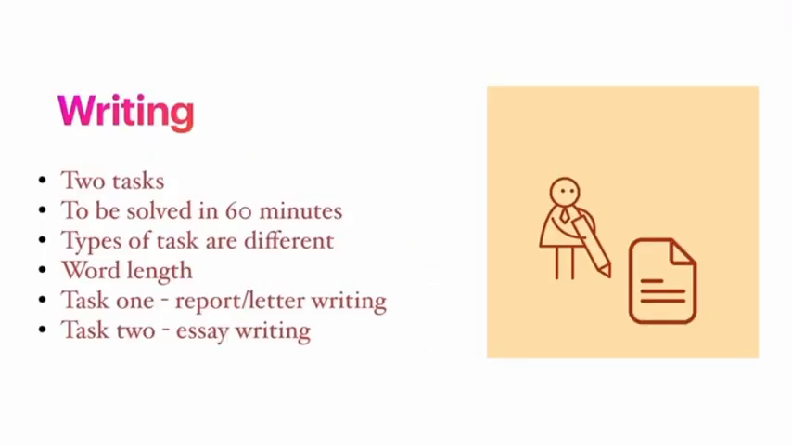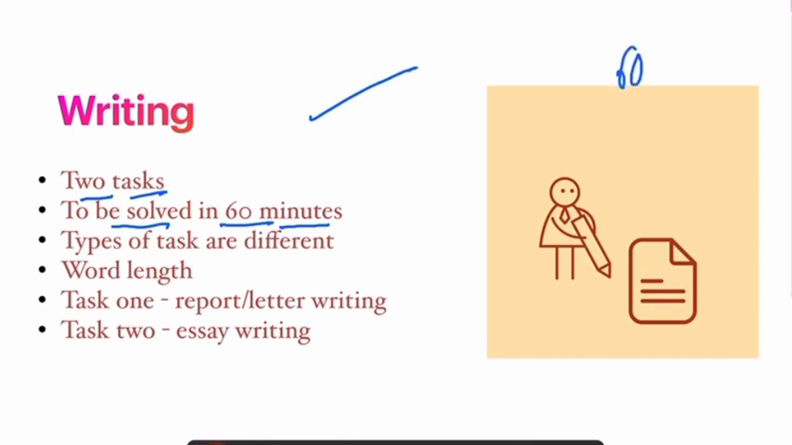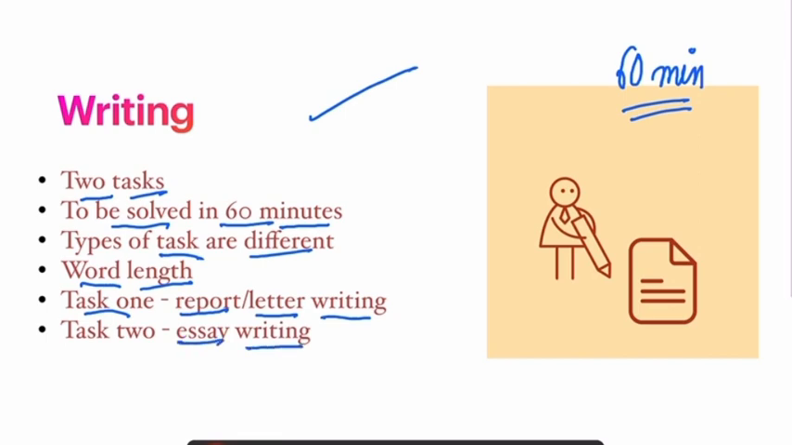So first of all, to get an overview, in the writing section of the IELTS examination, you have to complete two tasks, and these tasks are to be solved in 60 minutes. You are going to be given 60 minutes and you have to divide your time accordingly for these two tasks. The types of tasks are very different in nature and their word length is different as well. Task 1 can be report writing or letter writing according to the mode of examination, and task 2 is essay writing. Let's learn about these factors in detail.